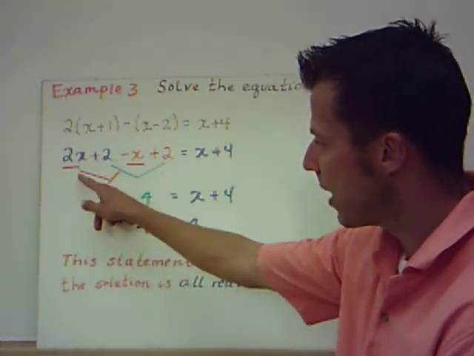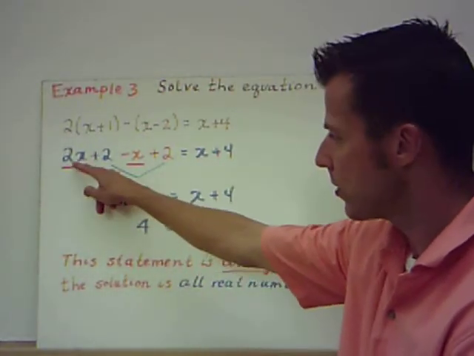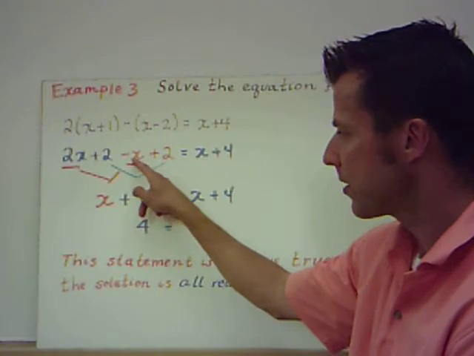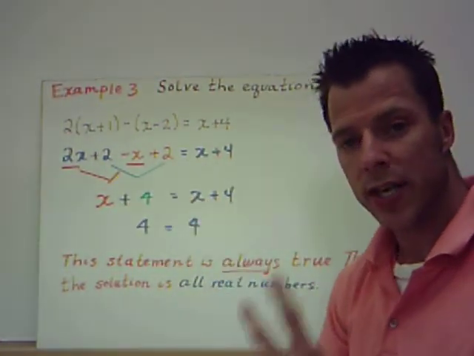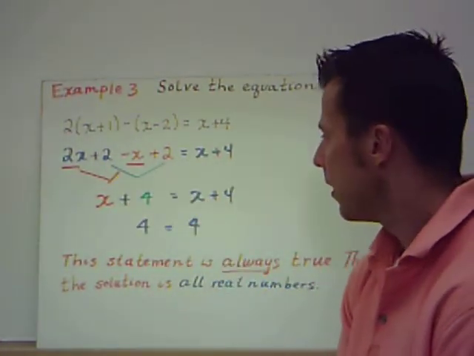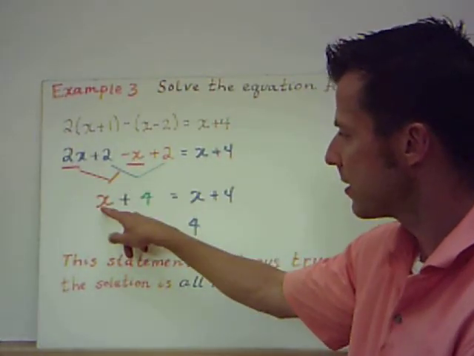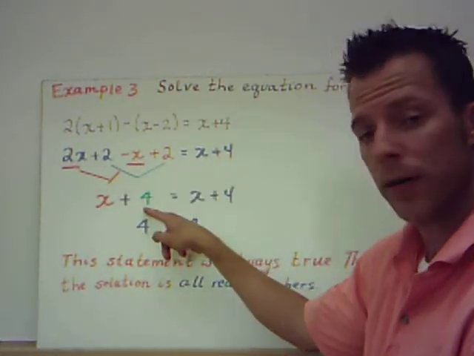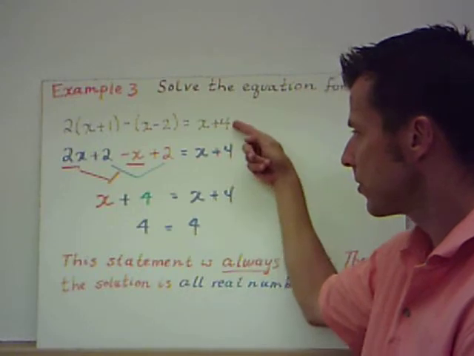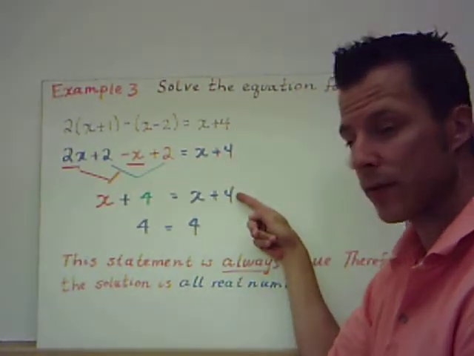Now, I used red here to see where my like terms were. Notice I have a 2x and a minus x, 2 and 2. So there's the second step, combine like terms. And so 2x minus x is x, 2 plus 2 is 4, and that equals x plus 4. So again, that x plus 4 is just coming along for the ride.